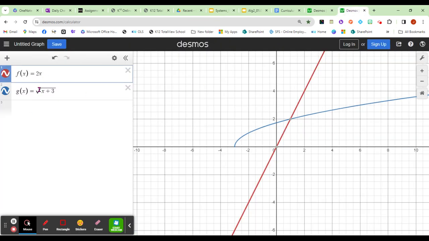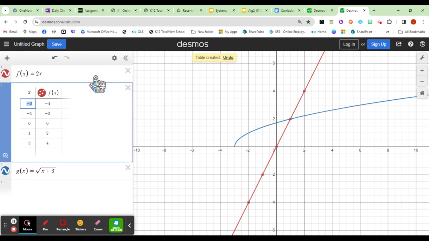When you have your functions in, if you click into this first equation and click the wheel, you can click this table and it will actually pull up a table of ordered pairs that are on your graph. So this is the red graph, so this is the line. So we have (-2, -4) right here, (-1, -2), and so on. So these are some points that are on the f of x equals 2x graph. It's not all the points, but it gives us a nice little set of 5 ordered pairs.